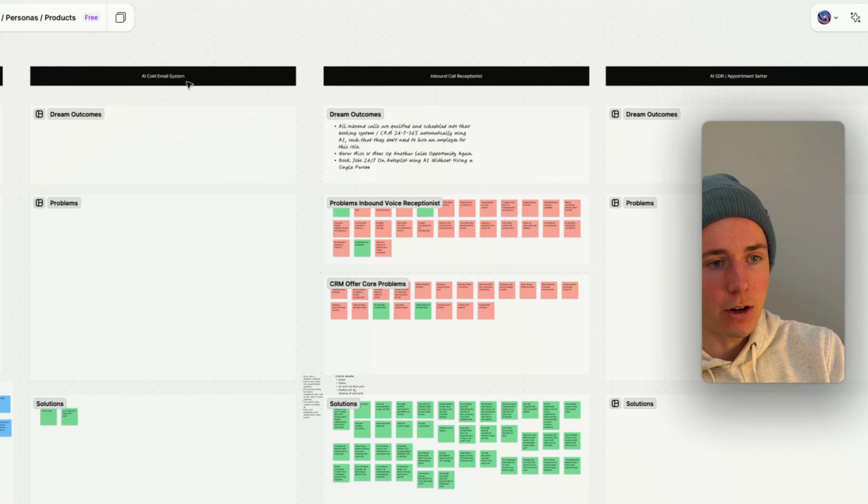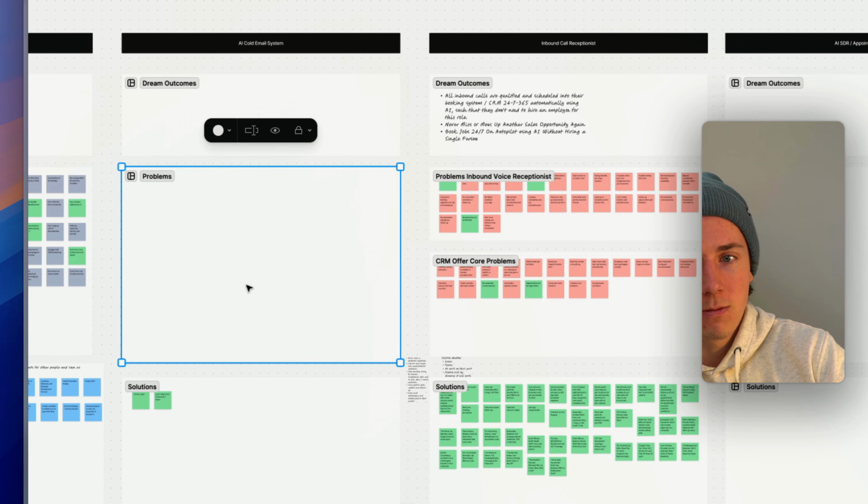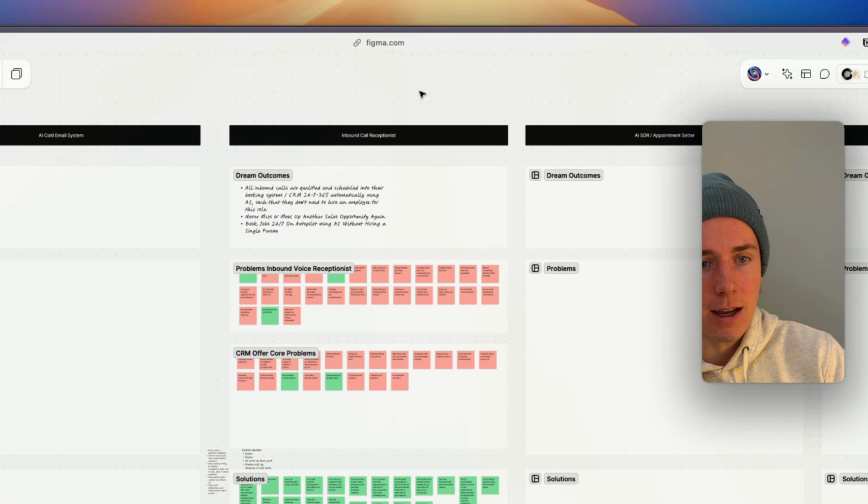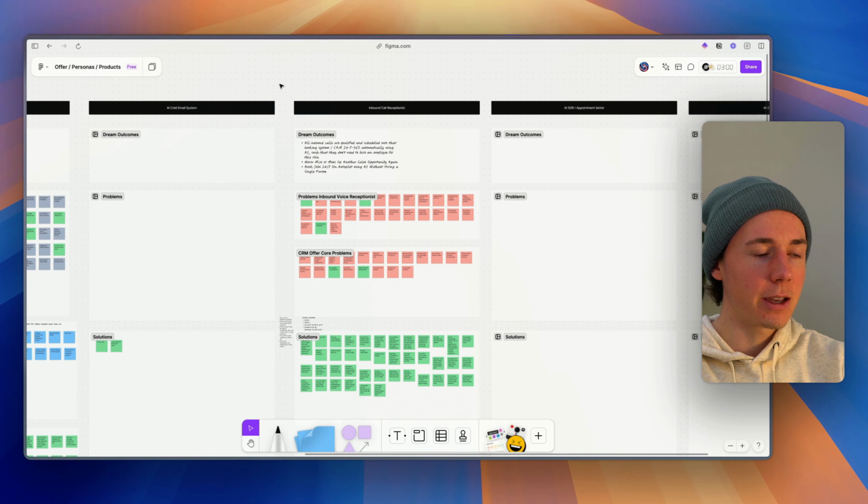So personally, I've been targeting AI cold email systems with not super great success on cold email. So I think I'm going to test out this offer next month, put in like 30,000 emails and see how it goes.